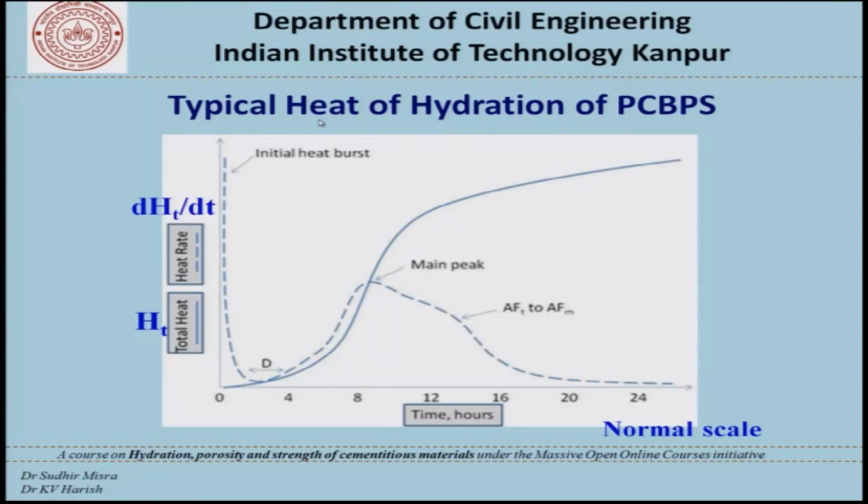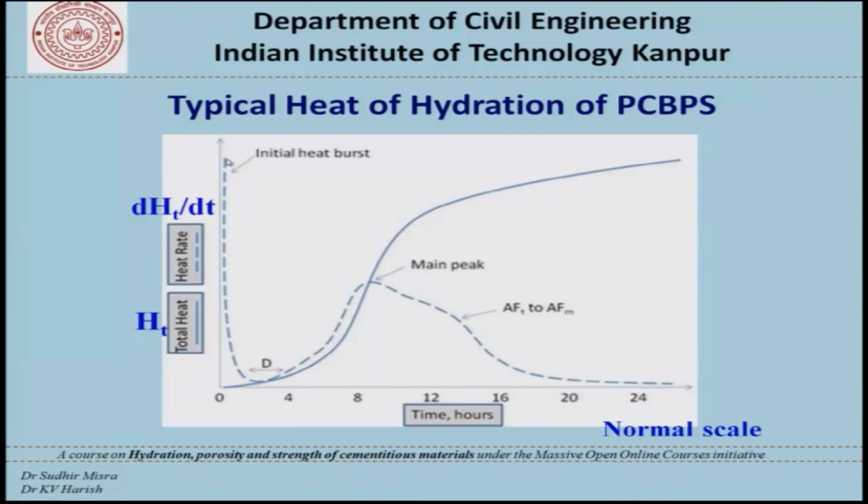The next question is, what is the typical heat of hydration trend that we get? In the x axis, ranging from time 0 to about 24 hours, and in the y axis, let us first take the total heat, which is represented as HT, denoted by the continuous line. What you find is that with increase in time the total heat slowly increases, then suddenly increases, and then it flattens. The other graph, heat rate dH/dt, is shown by the dotted line.